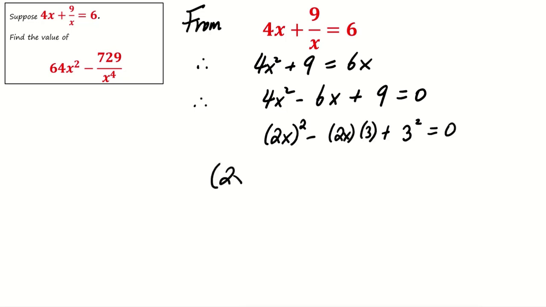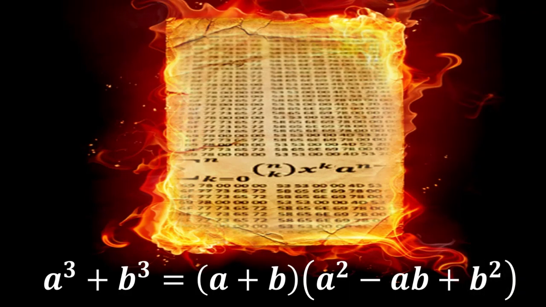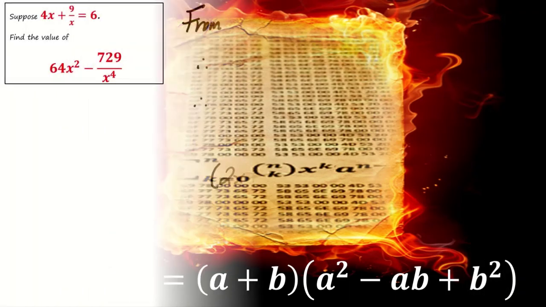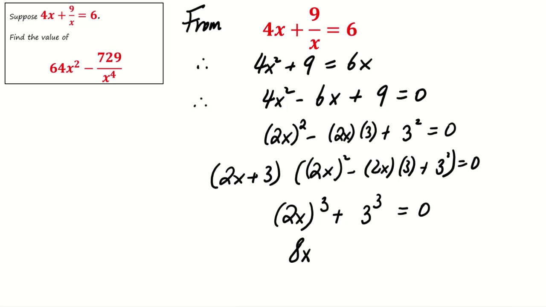Then, we multiply both sides by 2x plus 3, and it becomes 2x plus 3 times 2x squared minus 2x times 3 plus 3 squared on the left hand side, which simplifies to 2x to the power 3 plus 3 to the power 3. So 8x to the power 3 plus 27 equals 0. And hence, x to the power 3 equals negative 27 over 8.